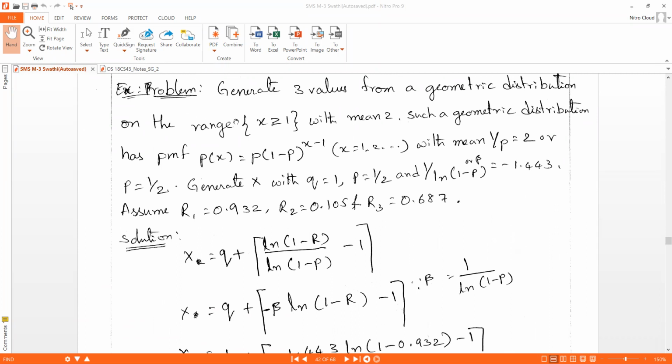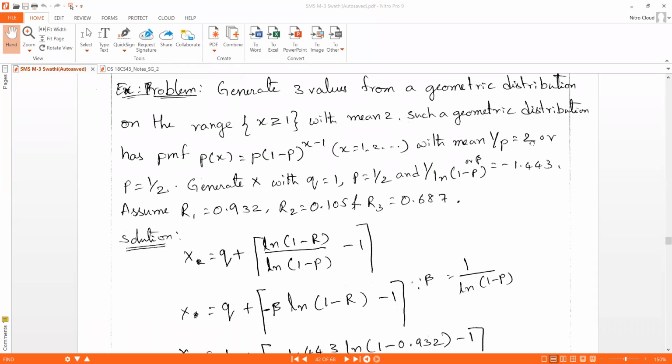Take down this problem. Generate three values from a geometric distribution on range x is greater than or equal to 1 with mean equal to 2. Such a geometric distribution has PMF of P of x is equal to P into (1 minus P) power x minus 1, where x equal to 1, 2, 3 and so on, with mean value 1 by P is equal to 2, or P is equal to 1 by 2.